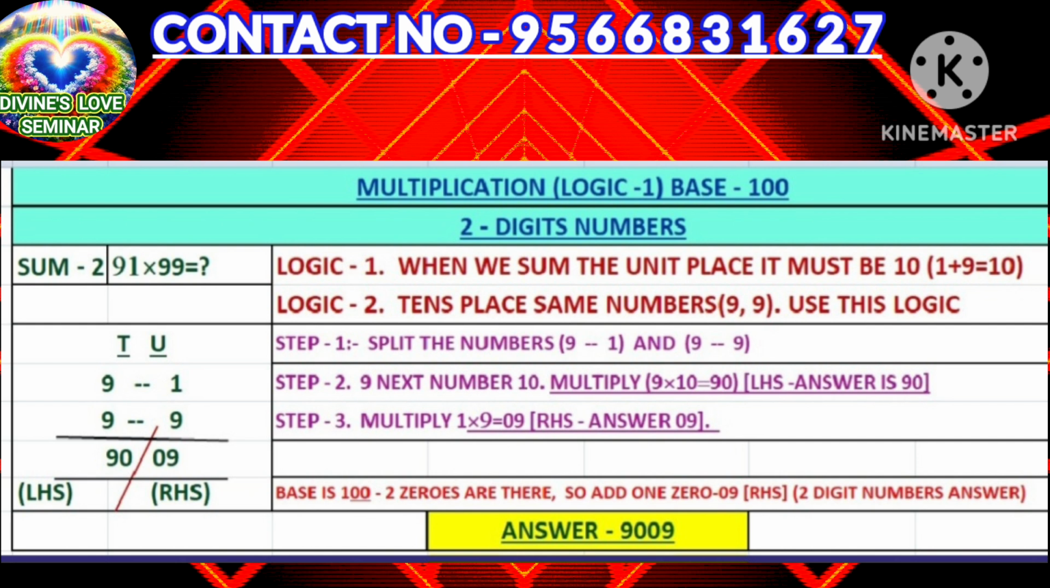Just see the image and do the mind calculation this way. 91 into 99. The same number is in the tens place. Unit place 1 plus 9 is 10. Then we follow this logic. First calculate the left side answer in the tens place: 9 times the next number, 10. 9 tens are 90. Then multiply the unit place: 1 nines are 9. The base is 100, so a 2-digit number should be there, so we add 0. 09 is the right side answer. The total answer is 9009.